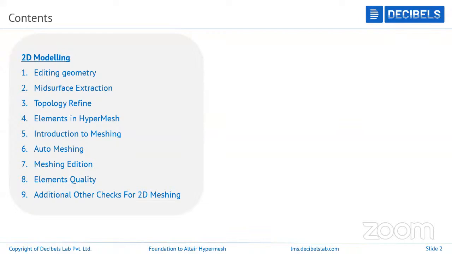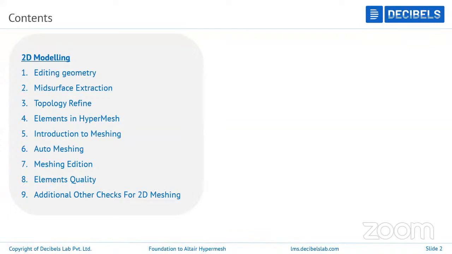See, once the geometry is corrected and things are correct, why do we need to extract the mid-surface? That is only for 2D modeling. Then refining the topology, and what are the elements which are available in HyperMesh, so that we can create the elements by using different shapes. And what is automeshing?